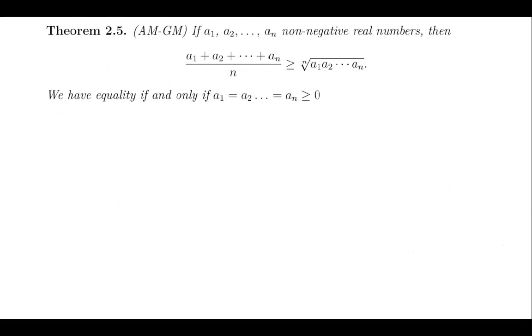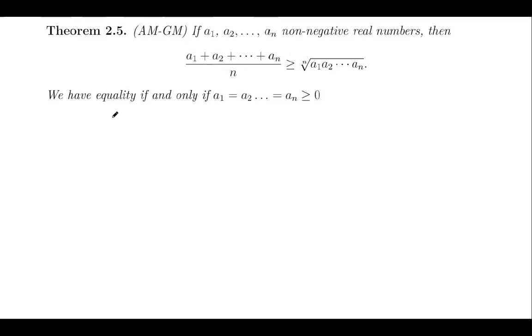Okay, so in general, the formula will be the mean of the n numbers. And then to find the geometric mean, it's just the nth root of the product of the numbers. And the equality happens when all of the numbers are equal and greater than or equal to 0.